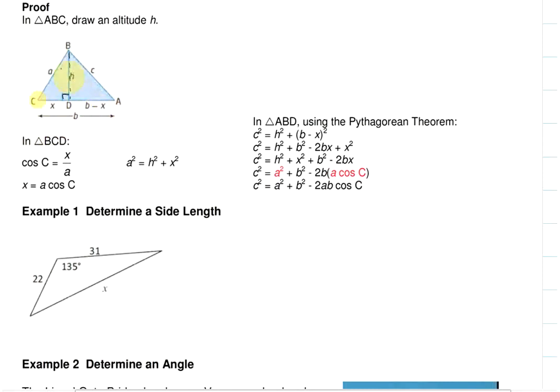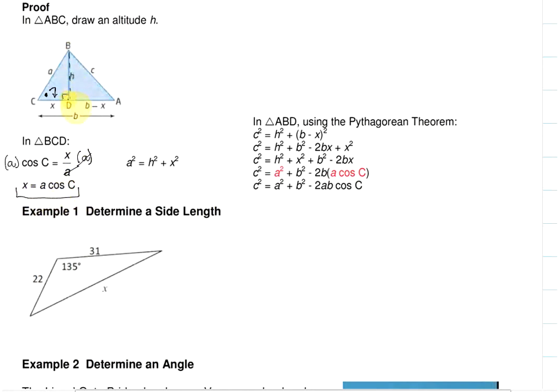Okay, so for triangle BCD, I'm going to come up with two expressions. The first one, we're going to look for cos of C. So we're looking at this angle, and in triangle BCD, x is adjacent to angle C and A is the hypotenuse. And so the cos of C is adjacent over hypotenuse, so x over A. And I'm going to solve for x, so I'm going to multiply both sides by A, so we reduce the a's on the right, and so we are left with x is equal to A times cos of C. Okay, so we'll be using that.